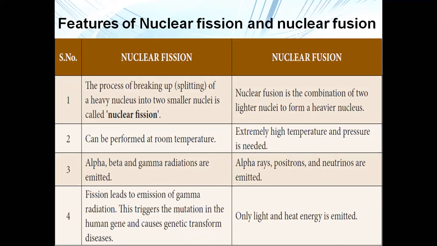In the nuclear fission process, alpha, beta and gamma radiations are emitted. In nuclear fusion, alpha rays, positrons and neutrons are emitted. Okay. Nuclear fission emits gamma radiation. This gamma radiation affects human beings and also affects the genes.